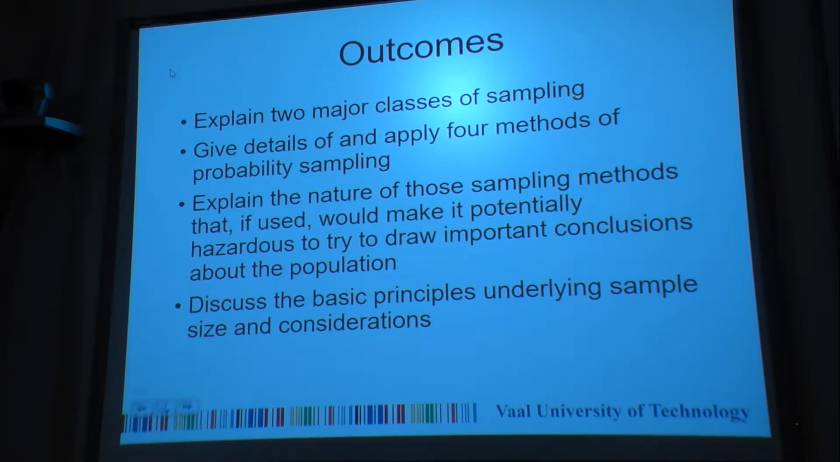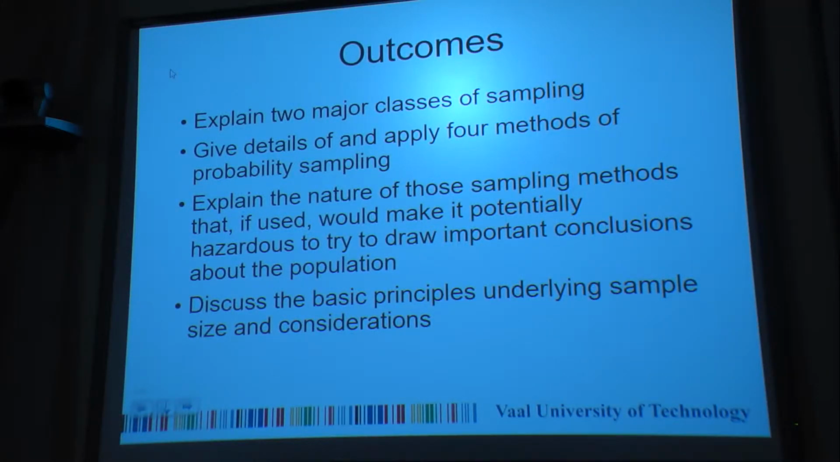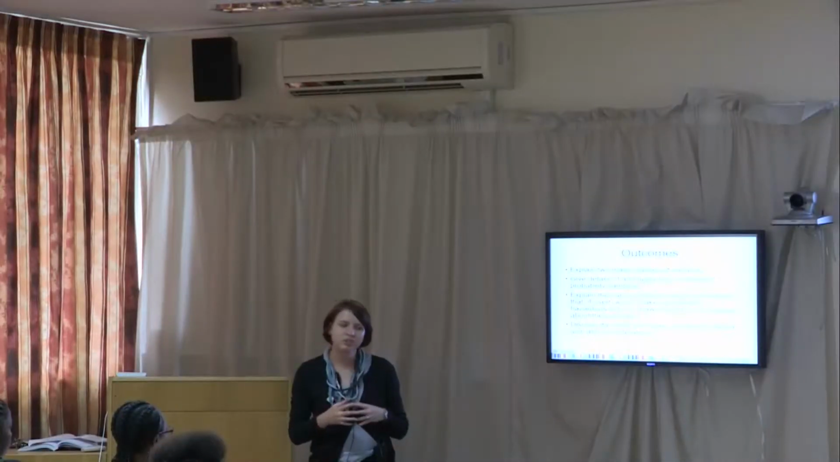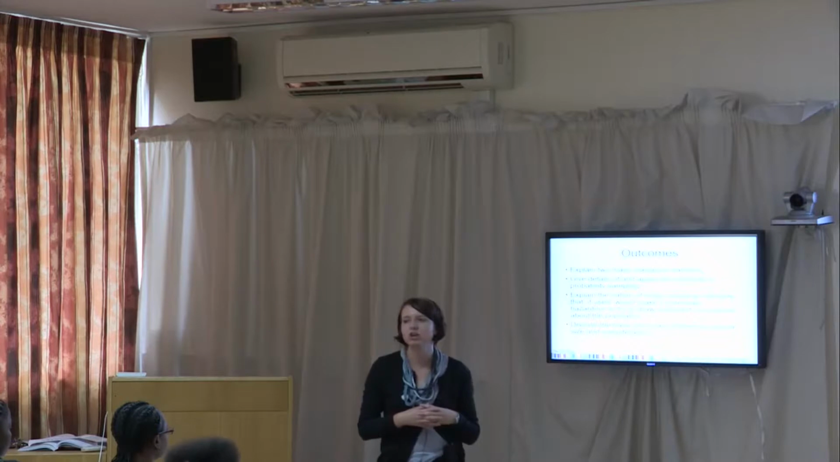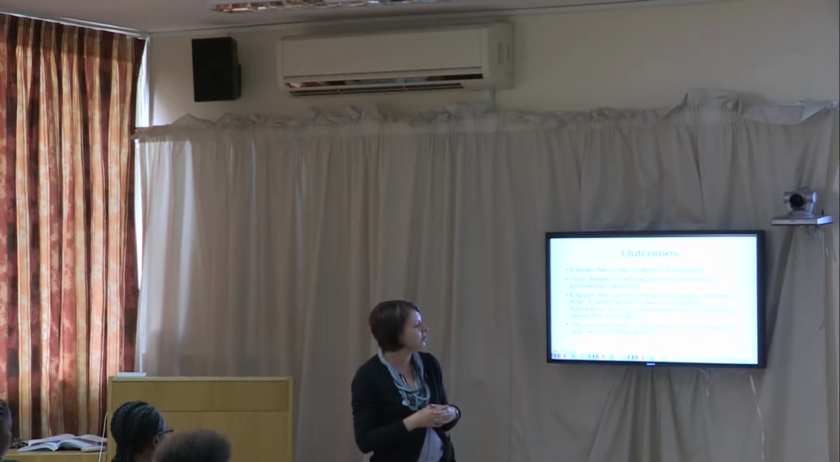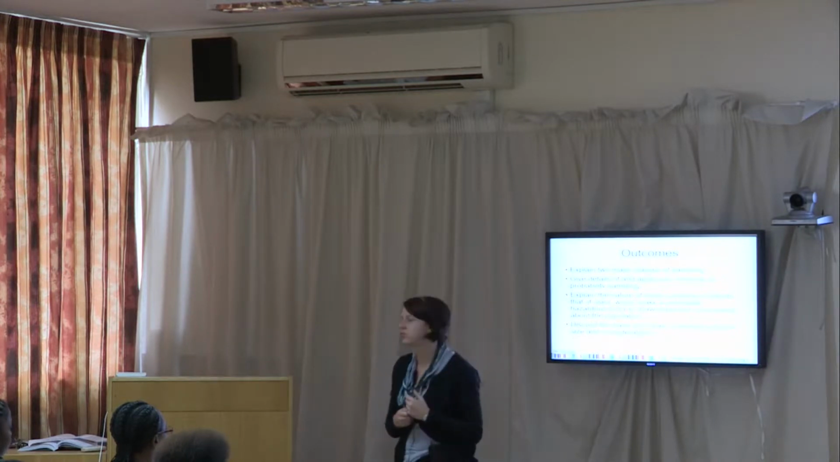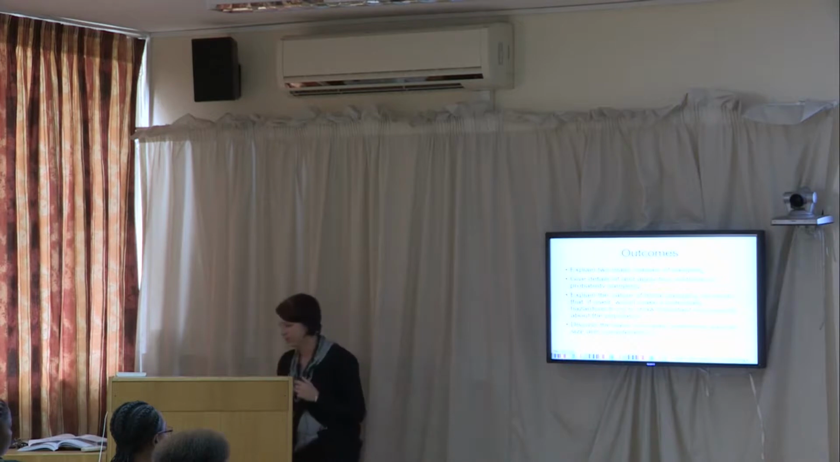We have to explain the sampling methods, and you also have to understand what would make sampling potentially hazardous if you try to draw important conclusions about the population. Things like unrepresentative samples, for example, make it a problem if you want to draw important conclusions about a whole population. If your sample is not representative, you cannot draw important conclusions with regards to your population. And then we need to look at what are some of the principles when we decide on the sample size.